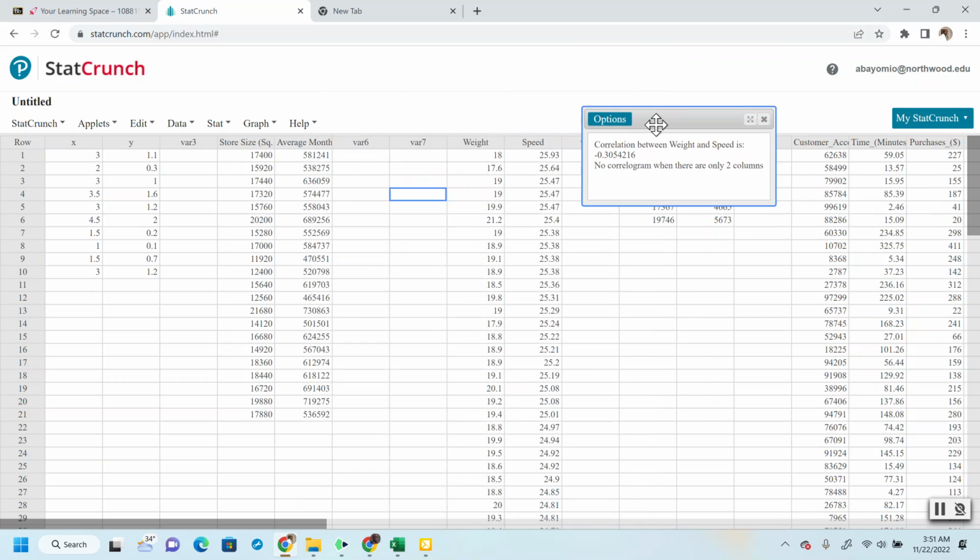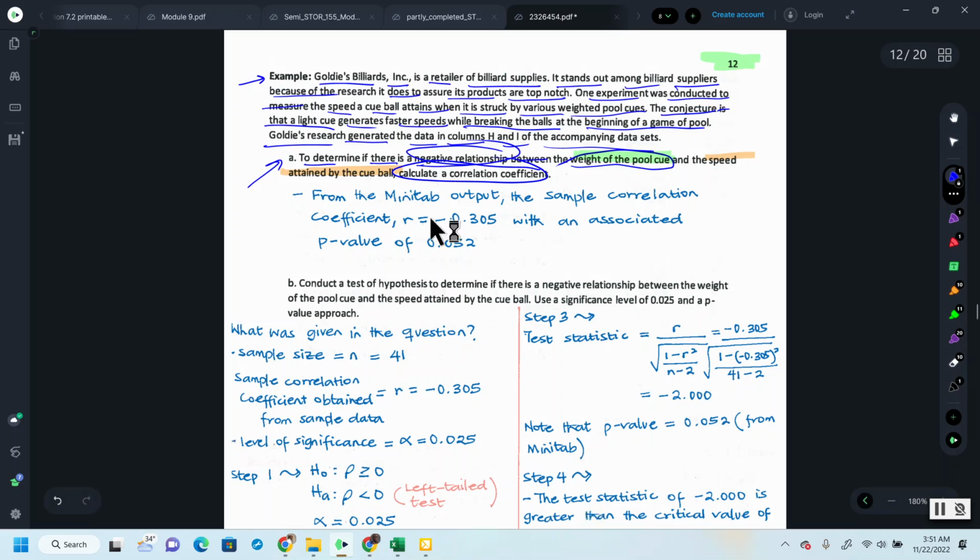We have that the correlation between weight and speed is negative 0.3054216, and that is what I have here. From the Minitab output, same as using the StatCrunch output, the sample correlation coefficient R is equal to negative 0.305, with an associated p-value of 0.052.